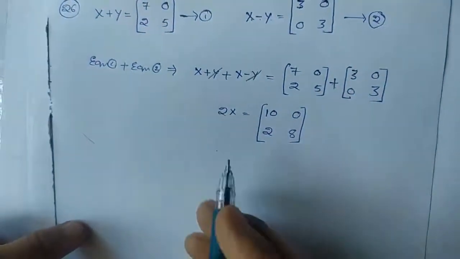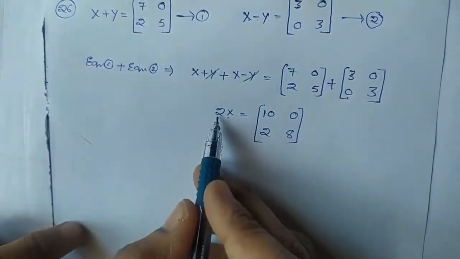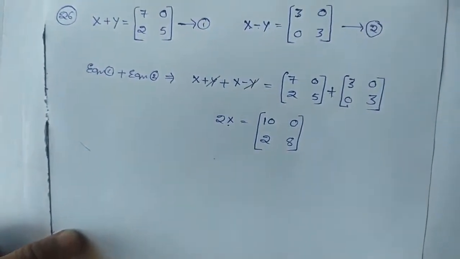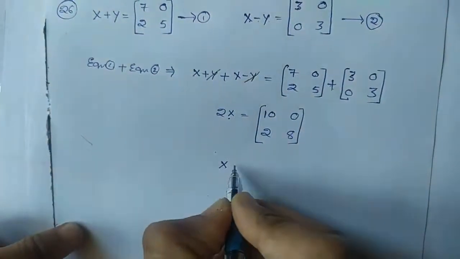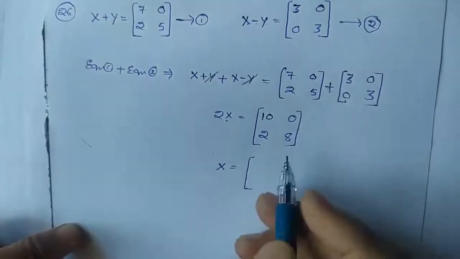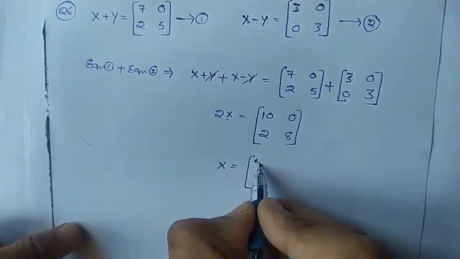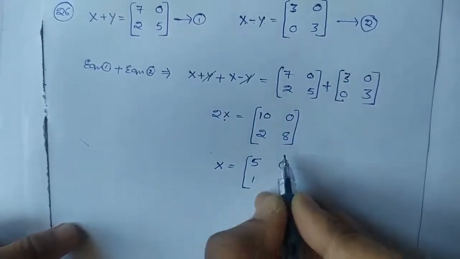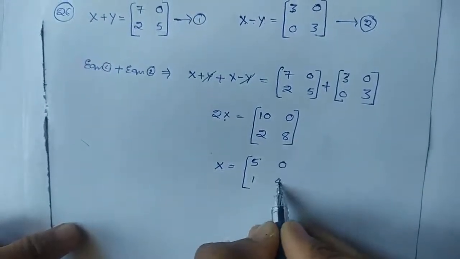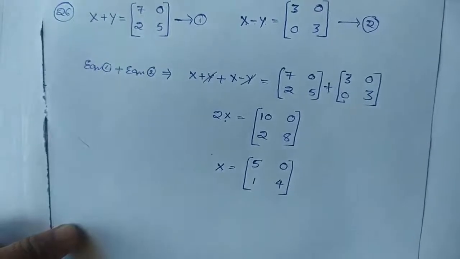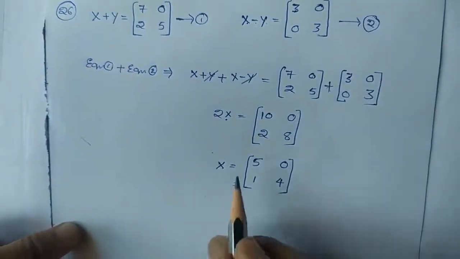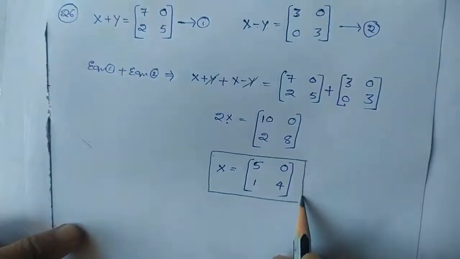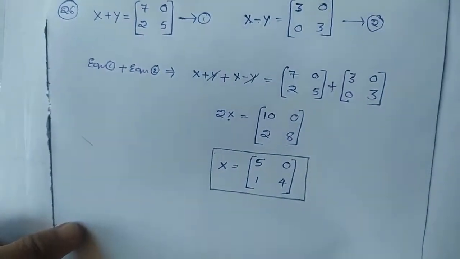Next we want the matrix x. Send the 2 to the right side, then it will divide. The matrix x equals 10 by 2 is 5, 0 by 2 is 0, 2 by 2 is 1, 8 by 2 is 4. Therefore the matrix x is [5 0; 1 4]. We found the matrix x.